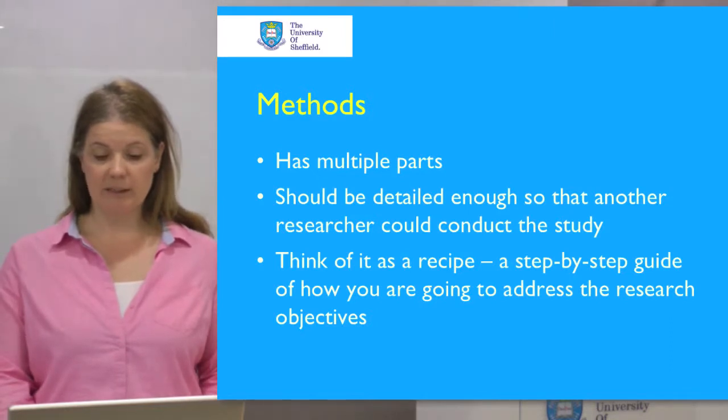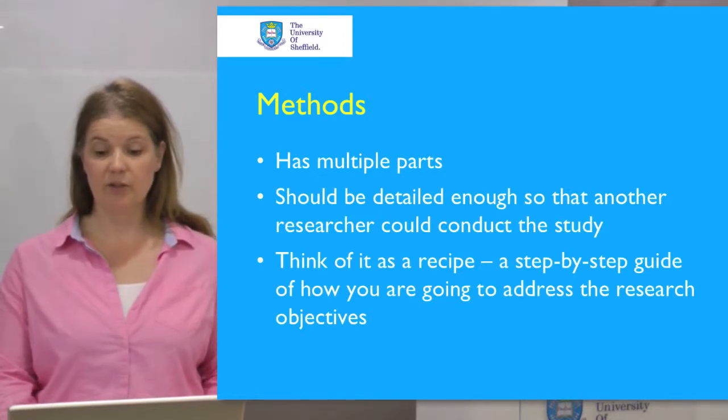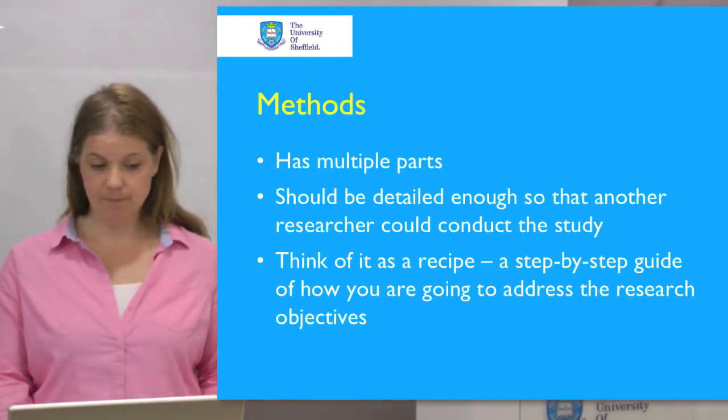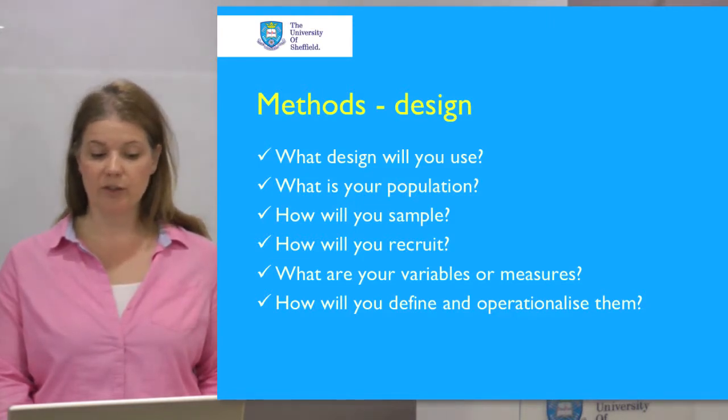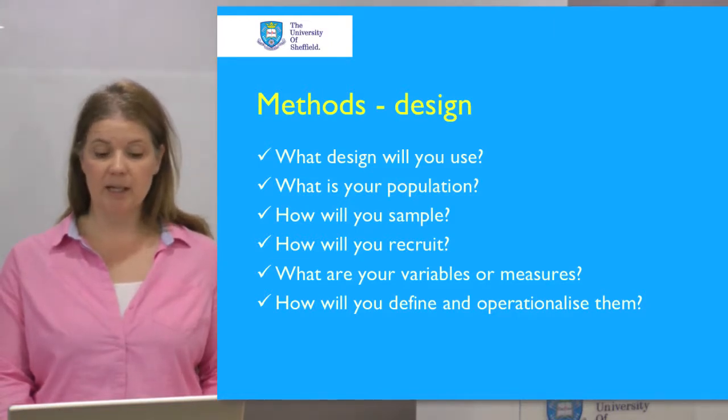Think of it as a recipe, a step-by-step guide of how you're going to address your research objectives, because that's how it will be assessed. So when somebody assesses a research protocol, they want to know whether the design will meet the objectives. So you need to know what design you're going to use, what your population will be, how you will sample, how you will recruit your sample, what your measures will be, and how you'll define and operationalize your measures.